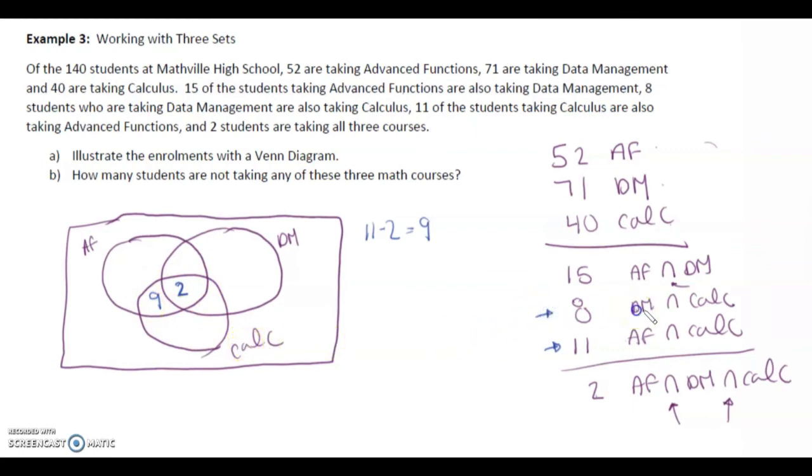Now, next one, data management and calc. So data management and calc overlap here, but there's already 2 people allotted for. So we wouldn't put the full 8 in here. We would do the 8 minus 2. So we're going to put the 6 in there, which still adds up to 8. Okay, and advanced functions and data management is going to be overlapped here. Again, we already took into account 2 people. So we're going to go 15 minus 2 is 13. So 13 people are going to be in this part of the Venn diagram.